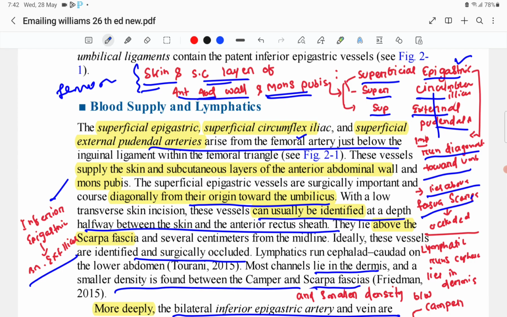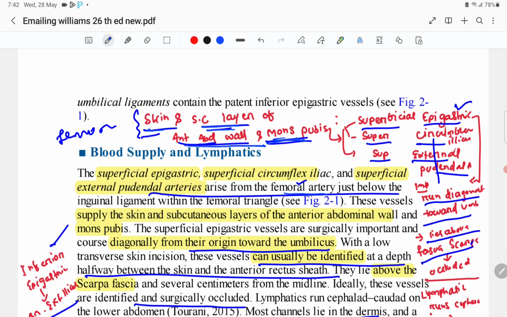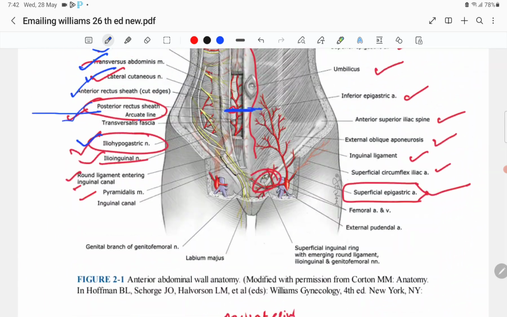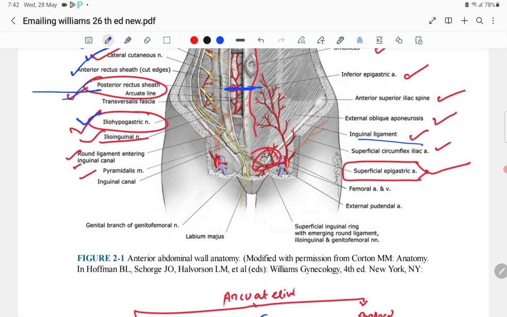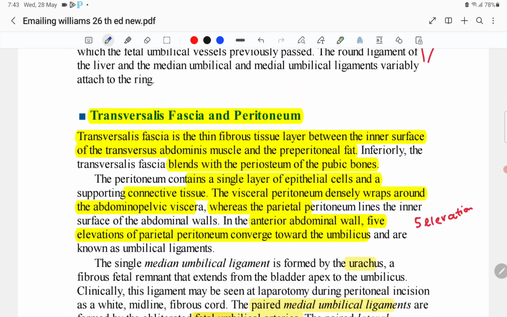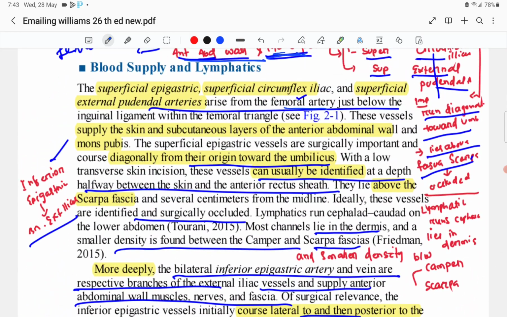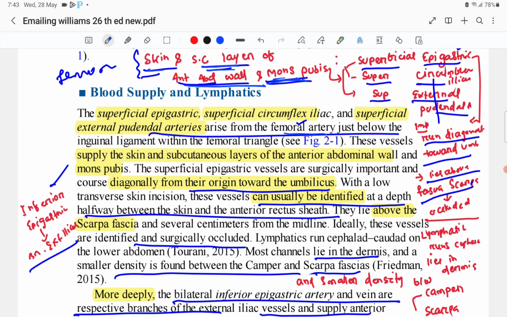The first, superficial femoral artery, gives three branches that will supply the skin and subcutaneous layer of the anterior abdominal wall and mons pubis: the superficial epigastric, superficial circumflex iliac, and superficial external pudendal. In this image you can see these three arteries: the superficial circumflex iliac, the superficial epigastric artery, and the external pudendal artery. These three arteries supply the skin and the subcutaneous layer of the mons pubis and the anterior abdominal wall.